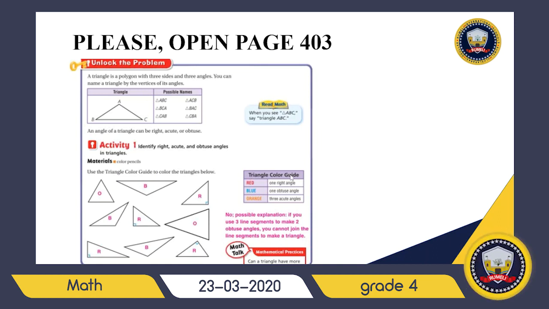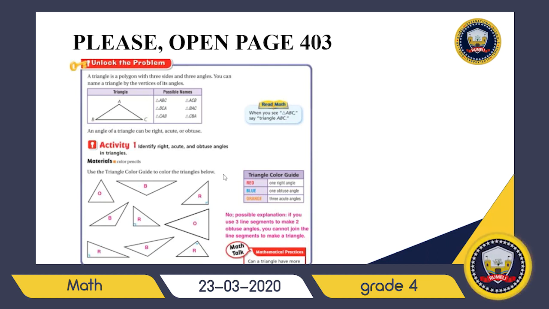So when you check the color type, it says red for one right angle, blue for one obtuse angle, and orange for three acute angles. We will color it orange because it is an acute triangle. What about this? It says blue because one of the angles is an obtuse angle. If it has an obtuse angle, we will say it is an obtuse triangle. An obtuse triangle represents blue, so we need to color it blue.